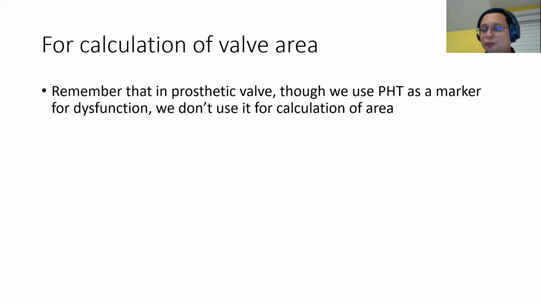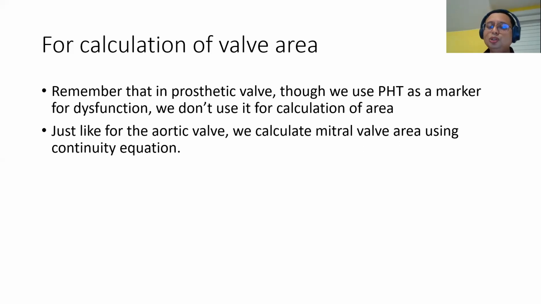So you cannot use it for prosthetic mitral valve. So you never use pressure half time to calculate area in prosthetic mitral valve. Okay, it can be a number to suggest that there is a true obstruction, but it cannot be something that you use to calculate valve area.